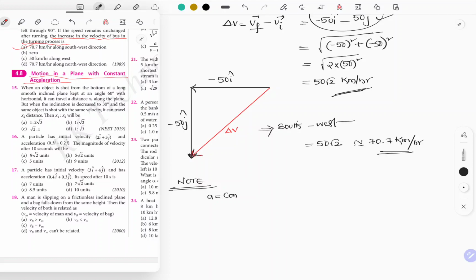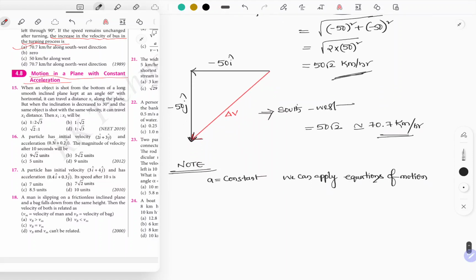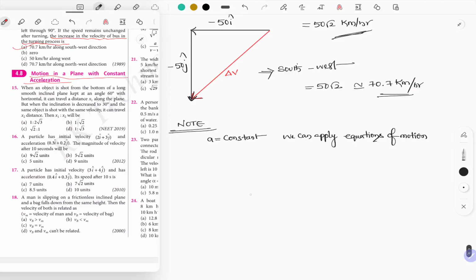Acceleration is equal to constant in the sense we can apply equations of motion. This is the meaning. One more point I would like to give you is whenever any object is on an inclined surface, its acceleration due to gravity which is responsible for displacement of the object on the plane is going to be a different value. Let me give you that explanation. Hope you understood the first note.